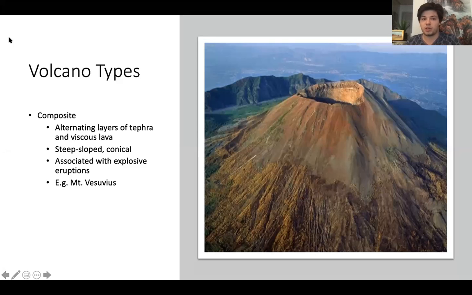So our second type are composite or stratovolcanoes. These have alternating layers of tephra and viscous lava. They are steep-sloped and conical, which you can see here in the photo, and they are associated with explosive eruptions. So sort of a famous example of a composite volcano is Mount Vesuvius. And the famous associated eruption is the destruction of Pompeii.